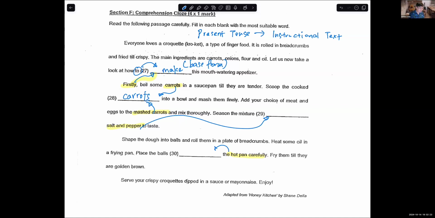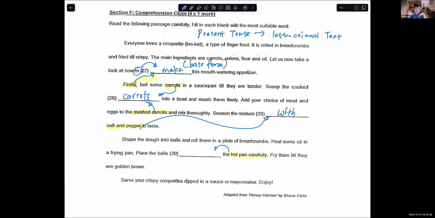Okay. Add your choice of meat and eggs to the mashed carrots and mix thoroughly. Season the mixture. Gautam? With salt and pepper. Pepper to taste. With, right? So I accompany the mixture, I put into the mixture salt and pepper, with salt and pepper. You season it with something. Okay, Cheyenne, can you finish up with the last one?